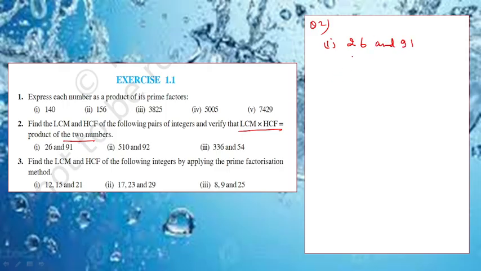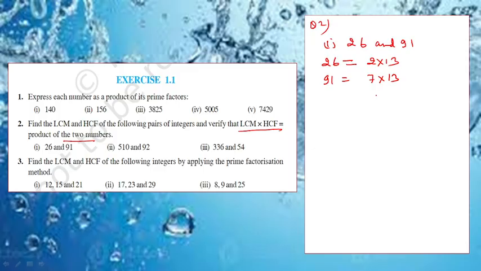We have to find the LCM. So first let us express it as a product of primes. So 26 means 2 into 13 and 91 means 7 into 13, right?